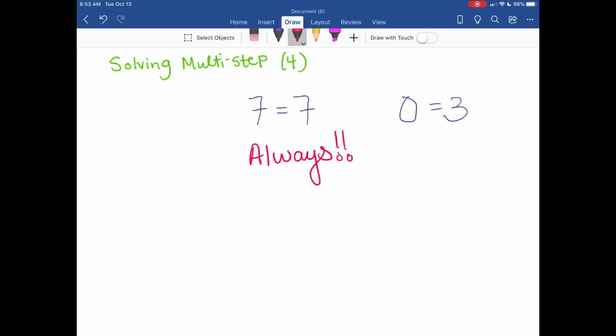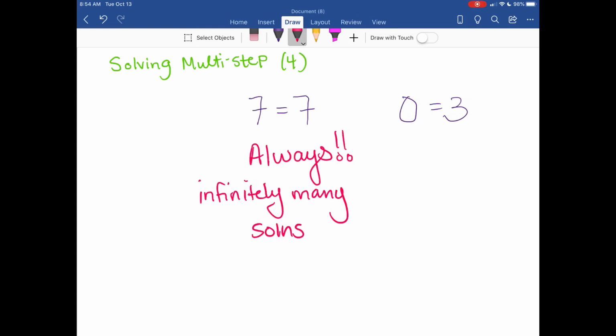It's always true. So when we have a statement or an equation where we end up with an end result that is always true, that tells us that we have infinitely many solutions.